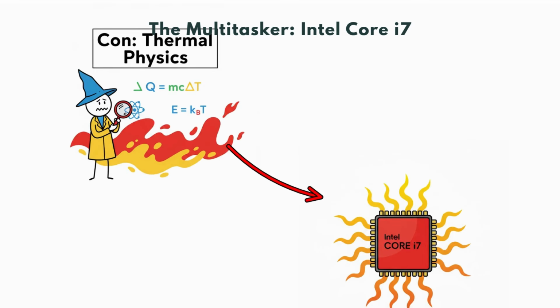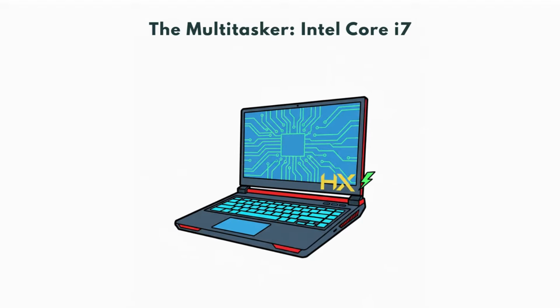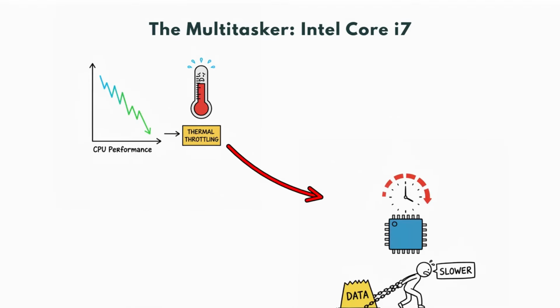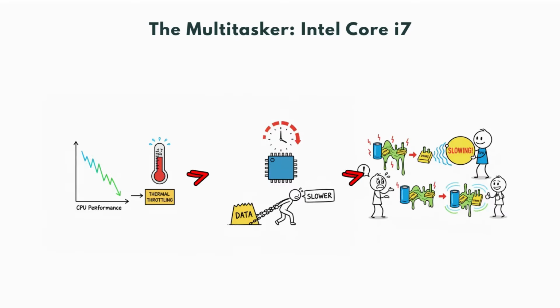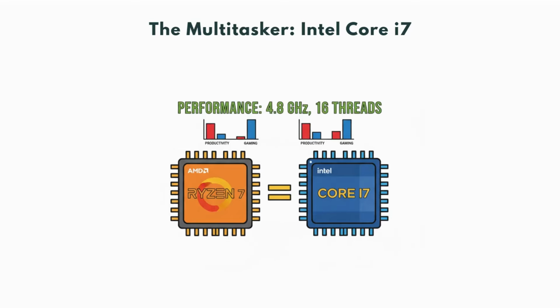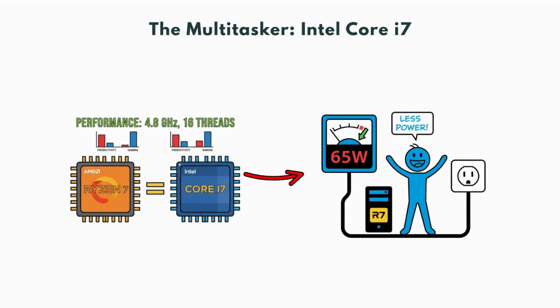The con is the thermal physics. The i7 is notoriously hot. In thick gaming laptops using the HX series, thermal throttling is common, where the CPU deliberately slows down to prevent physically melting components. Furthermore, at this price point, the efficiency gap widens. AMD's Ryzen 7 often delivers similar performance while drawing significantly less power from the wall.